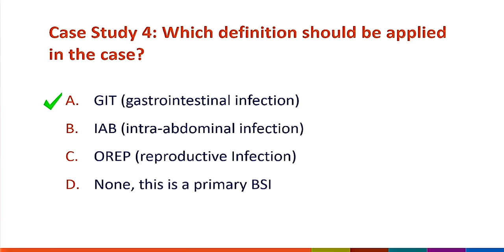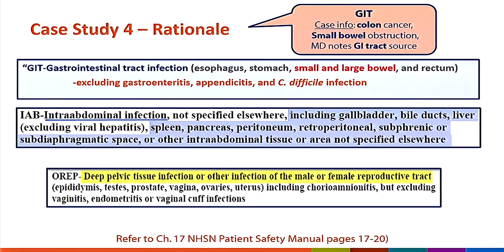The correct answer is that we should be looking to GIT, and why is that? This is something that sometimes infection preventionists have a little bit of trouble understanding, so we want to make sure that it's clear. In this case, this patient has colon cancer and has a small bowel obstruction, and the physician notes that there's a GI tract source.